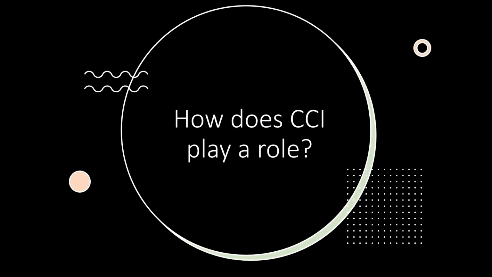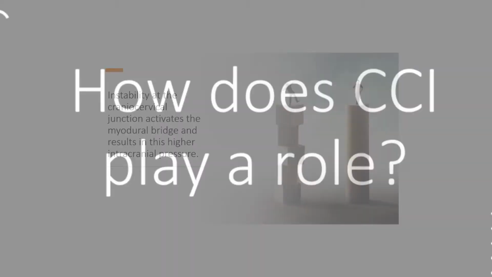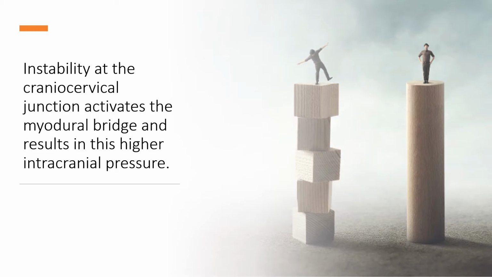So how does CCI play a role in all of this stuff? Well, you've got instability at the craniocervical junction, and that activates this myodural bridge because those muscles then try to stabilize the area. That causes spasm, and it causes a dysfunction in how that myodural bridge is operating. In addition, you may have had injuries to the myodural bridge as well due to trauma. All of that increases this intracranial pressure, and that can lead to the headache symptoms that are involved in this phenomenon.